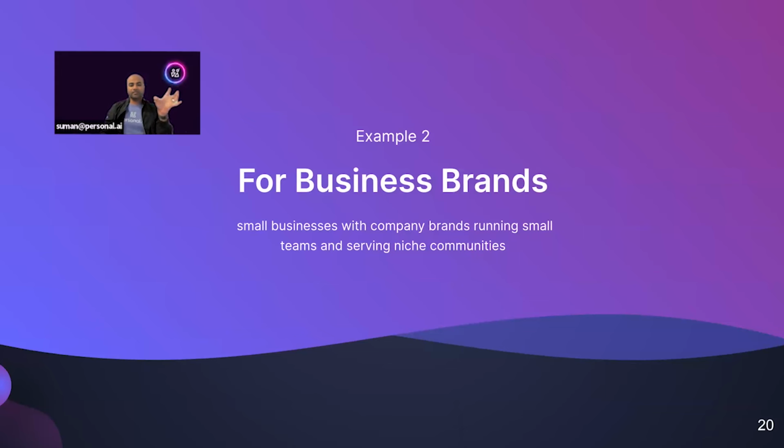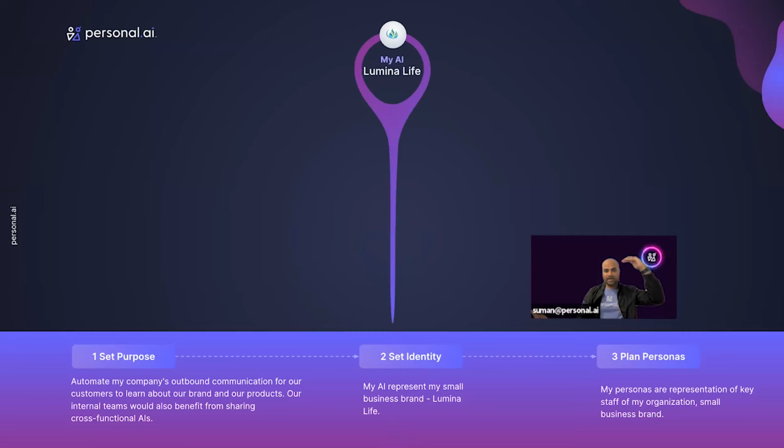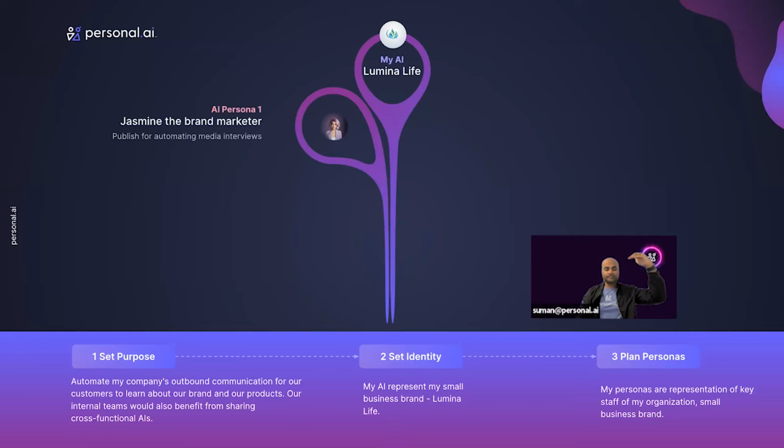Now we can think from a business standpoint, meaning if your purpose and intention is not an individual brand, but a small business brand with a company that is serving teams and maybe niche communities. Here is another example that I've seen. The purpose here could be cross-functional AIs for internal teams, where people can benefit from having that knowledge and access without hopping on Zoom all the time, or without simply having a general bot across the whole company. You would have your AI organized at a high level, which represents your company's brand. Let's call it Lumina Life. It's a fake company. I asked it to give me a fake company. And then in each persona, you can identify a specific either virtual brand or a real person's brand as well.